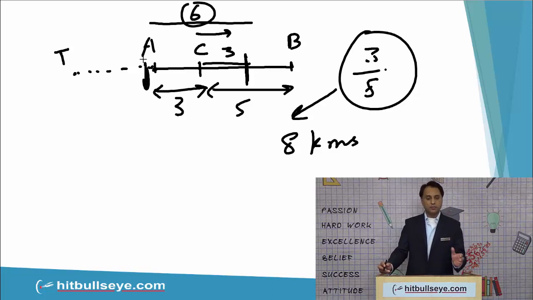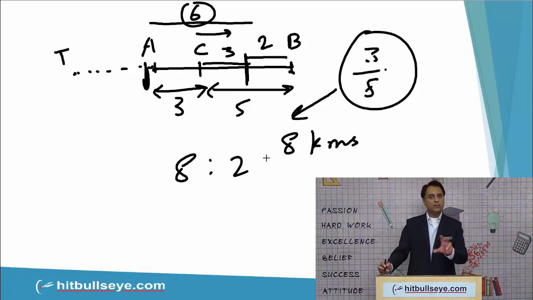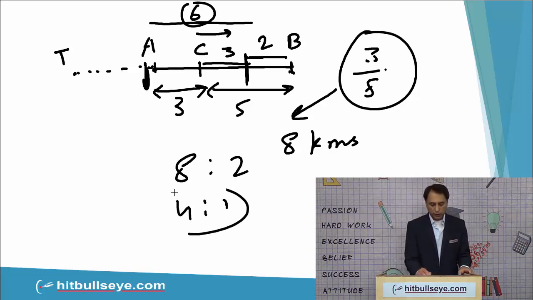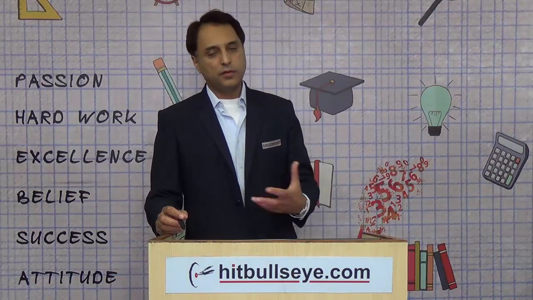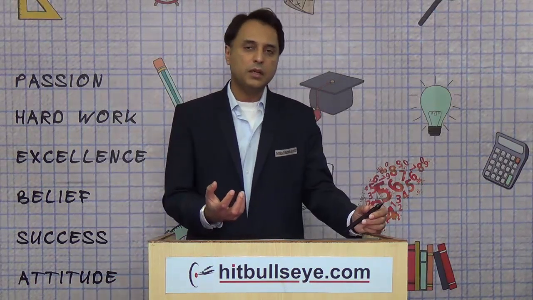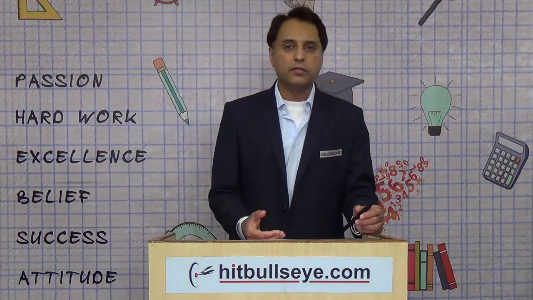Now, if the train has to catch the cat at point B, during the time the cat covers 2 kilometers, the train has to cover 8 kilometers. That is the length of the tunnel. Or in other words, the ratio of the distances covered is 8:2. Since time is a constant, we can say the ratio of their speeds is 4:1. Hence the answer.